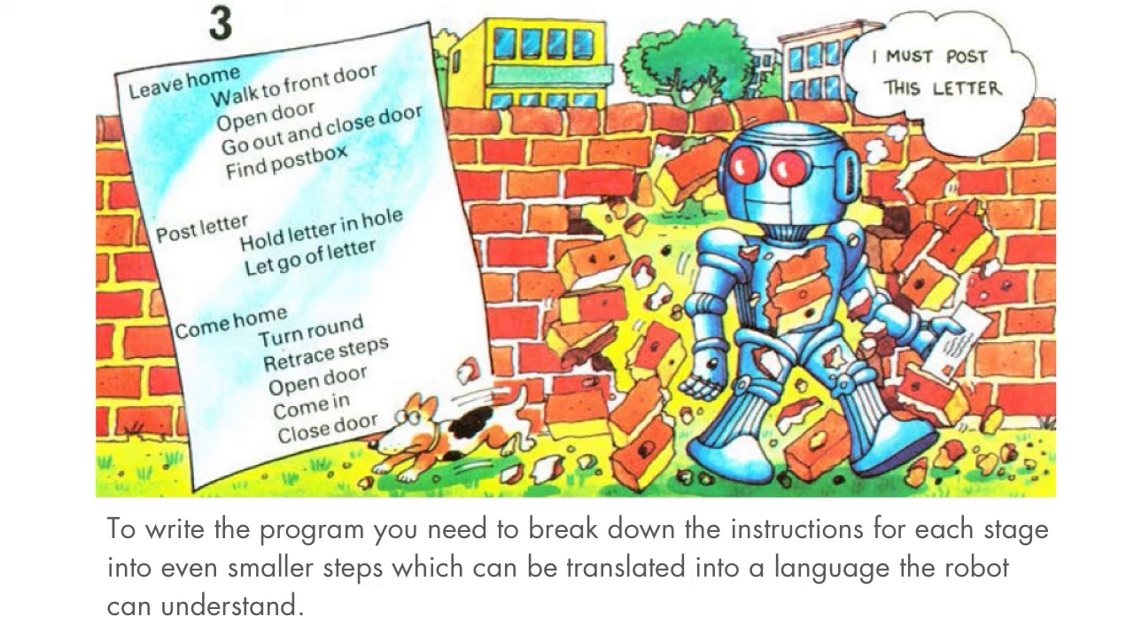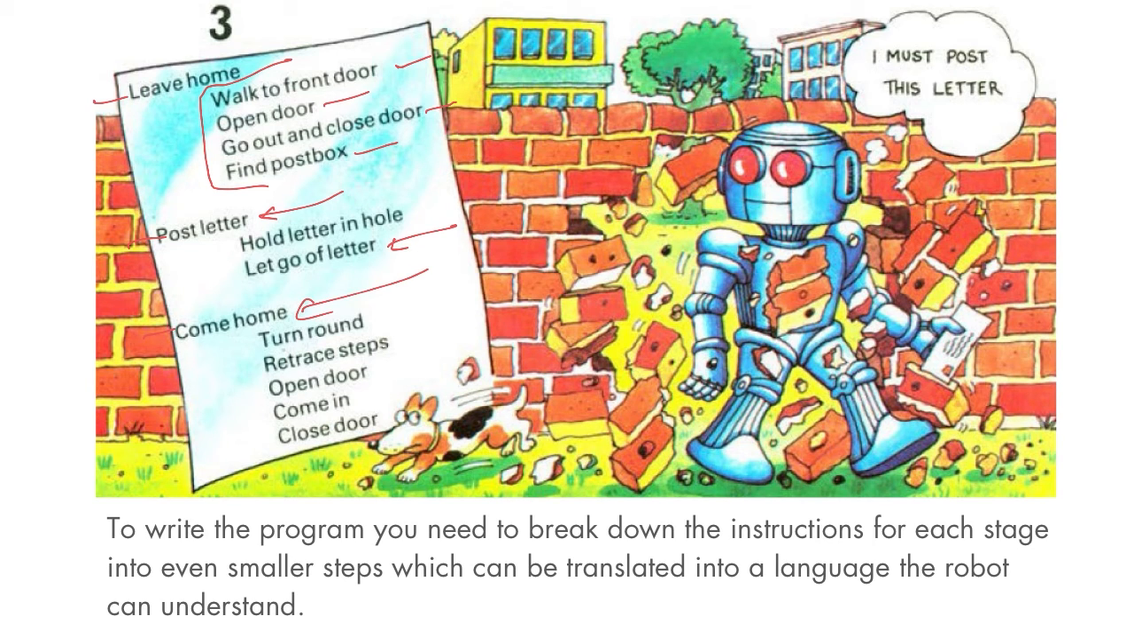So if we break this down, as I said, we have these three general directions, right? The first one will be leave home, post the letter, and come home. And when we've got leave home, that can be broken down into walk to the front door, open the door, go out and close the door, find the post box. Once it gets to the post box, then it runs the post letter instructions. So that will be to hold the letter in the hole and then let go of the letter. And then it does everything in the come home instructions.